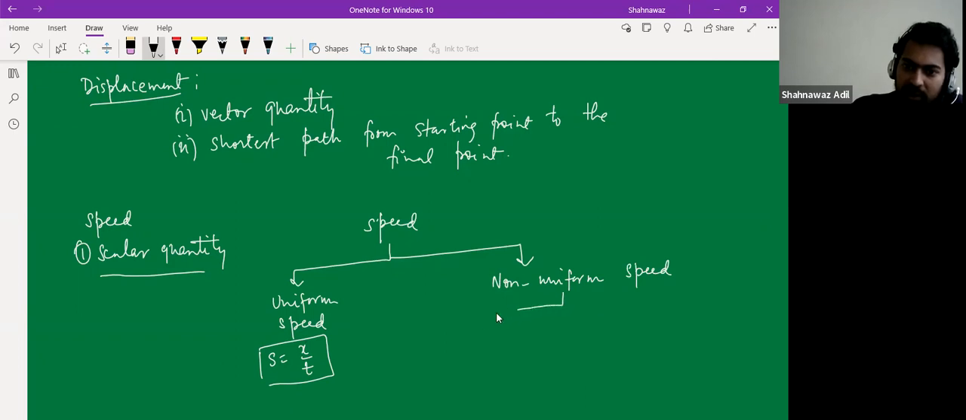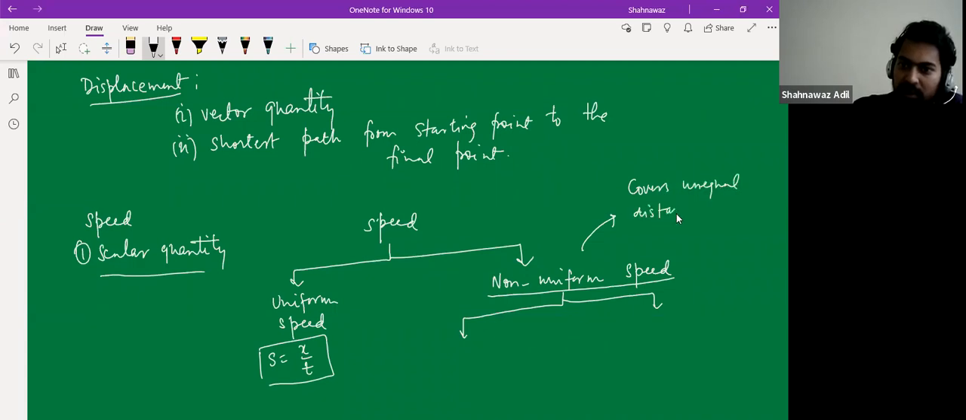It also has two types. What is non-uniform speed? When a body covers unequal distance in equal intervals of time, right? There are two types: one is the average speed, and the other one is the instantaneous speed.